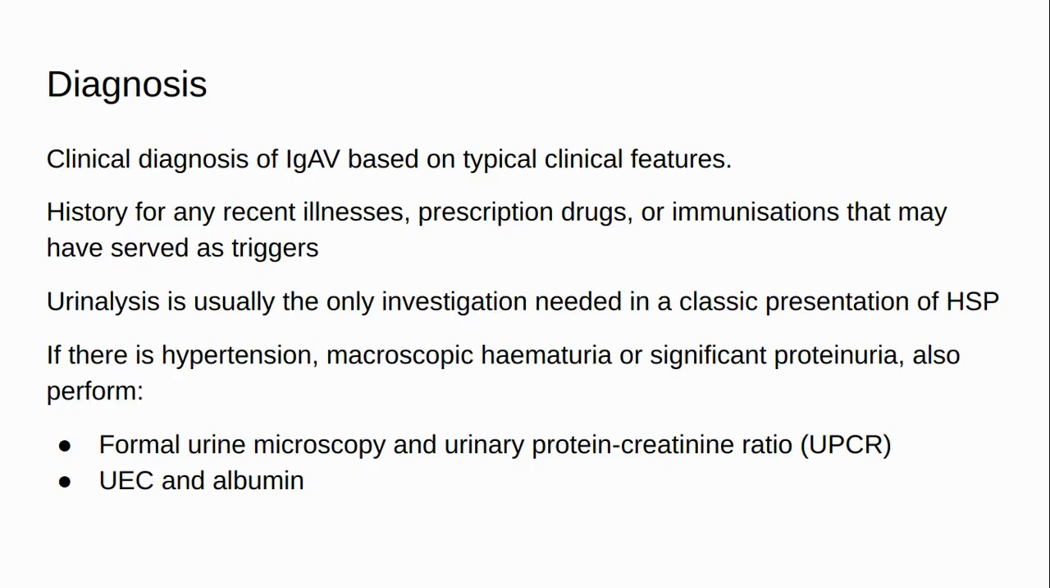Clinical diagnosis of IgAV is based on typical clinical features. Take a history of any recent illnesses, prescription drugs, or immunizations that may have served as triggers. Urinalysis is usually the only investigation needed in a classic presentation of HSP. If there is hypertension, macroscopic hematuria, or significant proteinuria, also perform the formal urine microscopy and urinary protein creatinine ratio, UPCR, urea electrolytes, creatinine and albumin.